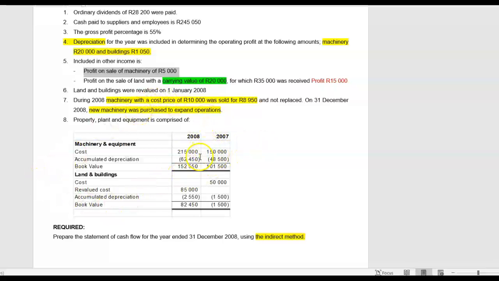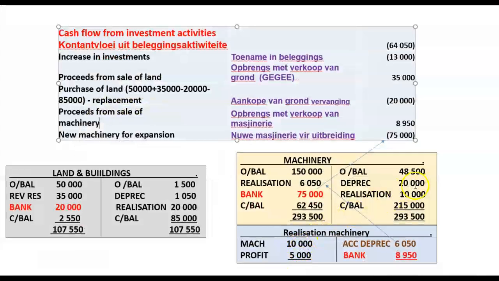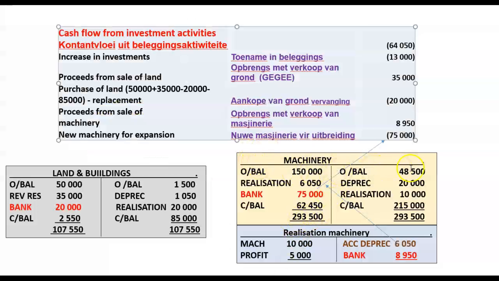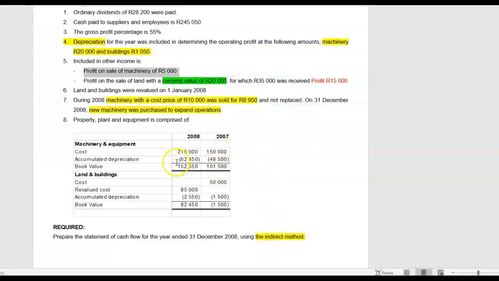So again, opening balance 150,000, closing balance 215,000. Accumulated depreciation, opening balance 48,500. There's the opening balance, and there's our closing balance of 62,450. So, ladies and gentlemen, what we do is we do exactly what we should have done or would have done in a cost price account and in an accumulated depreciation account. The only difference is we do everything now in a combined account. Okay, but what we do is exactly the same. We don't do it in two separate accounts, we only do it now in one account, but we do exactly the same.